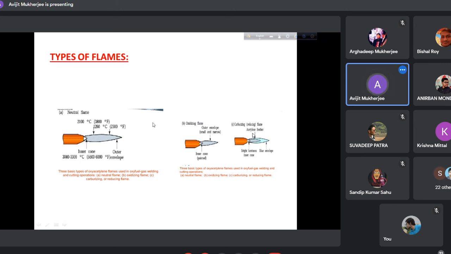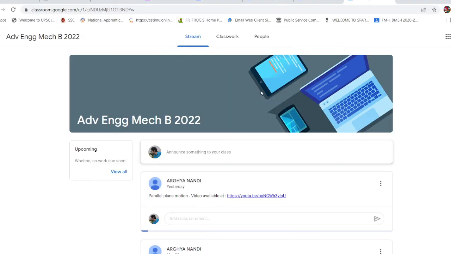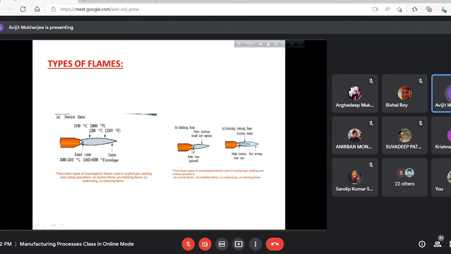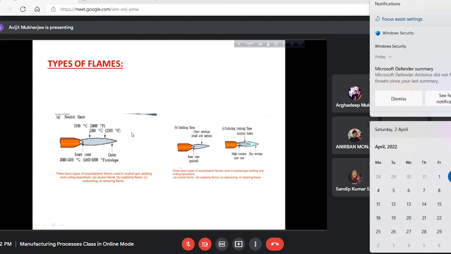These are the flames. Again, these are not very good pictures, but in any book you will find there is an inner cone and three heat zones. Inner cone here in between is some 1260 degree. Here this is 2300 degree Fahrenheit, and so on. Oxidizing flame, carbonizing flame, there are three distinct zones, and neutral flame.